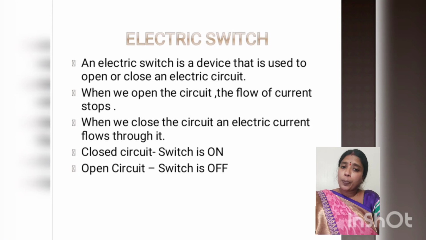Now when you open the circuit, the flow of current stops. Open circuit means no flow of current, and when you close the circuit, the current starts flowing through it. When the circuit is open, it means the switch is in off condition, and when the circuit is closed, it means the switch is in on condition.